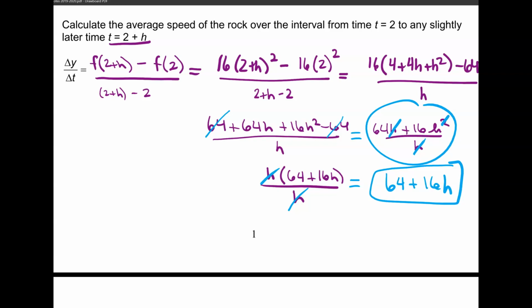Cool. All right. So I think that's all we had to find for this one. So remember, H is this minuscule amount. The smaller gap I make it, the smaller the H is, the closer I get to 64.